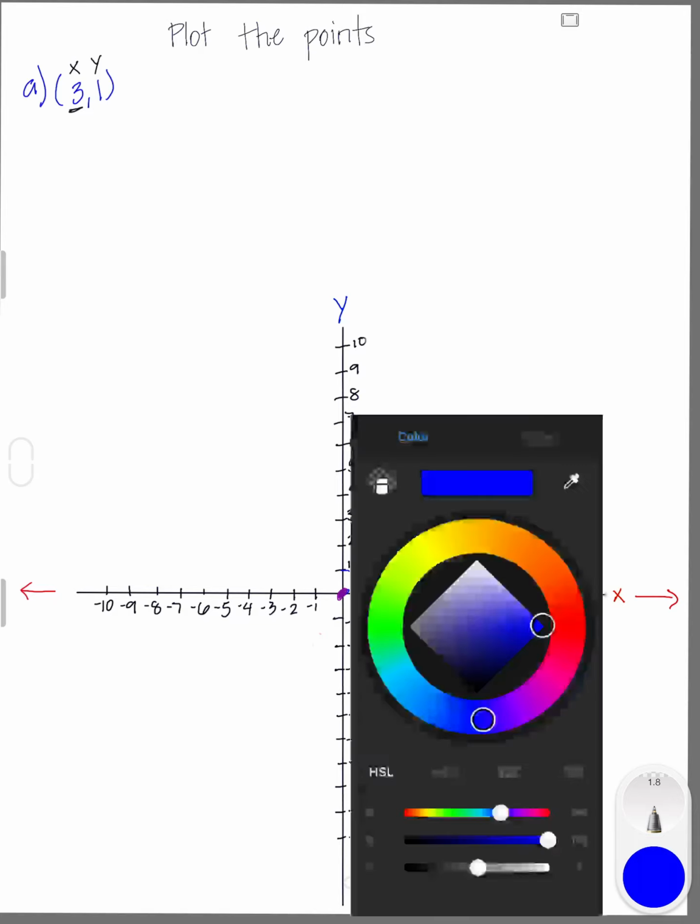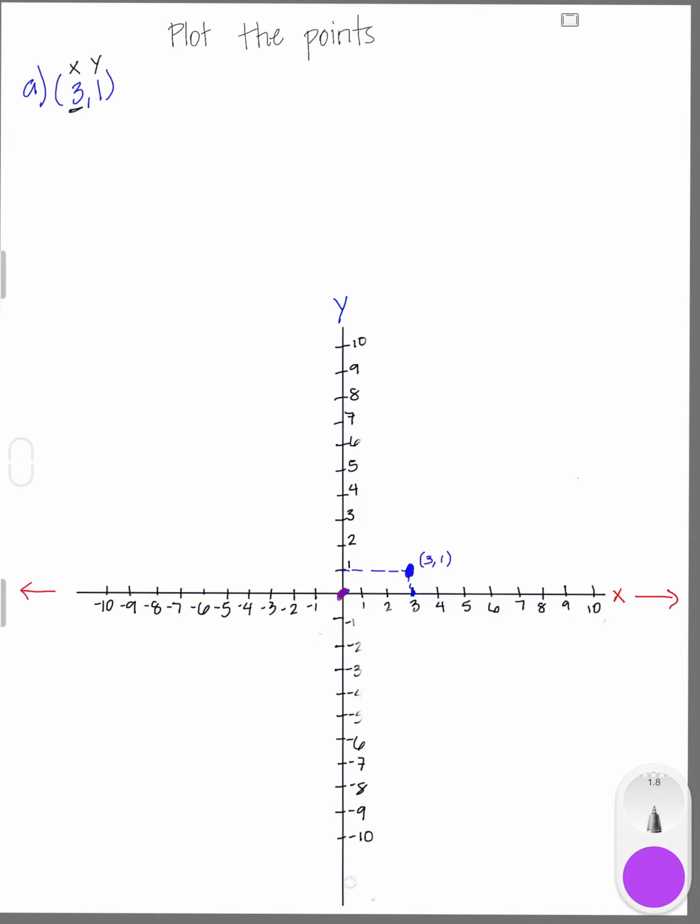Okay. Now let's go ahead and try another point. So this point is -2, 4. And again, what I'm going to do is first go to my x value, which is -2, and then go to my y value. So -2 is towards the left from our origin, so it's here. And then 4 is positive, so we're going to be going up all the way to 4. And this will be the point -2, 4.